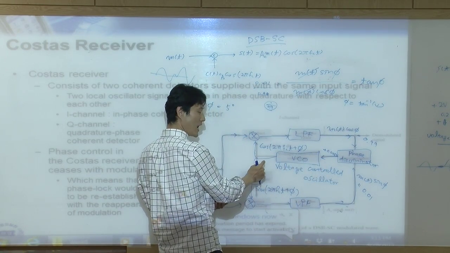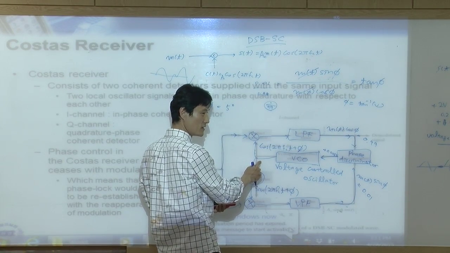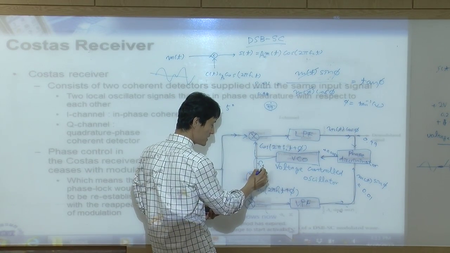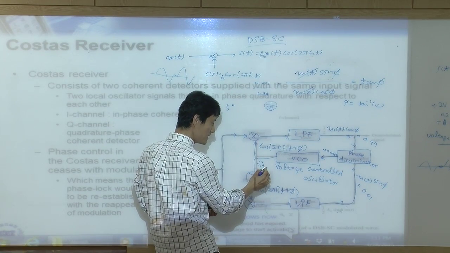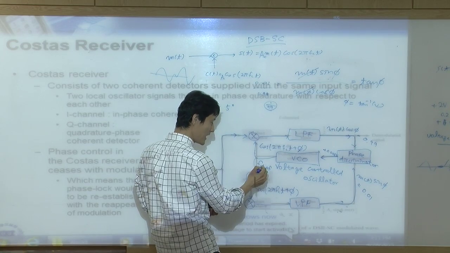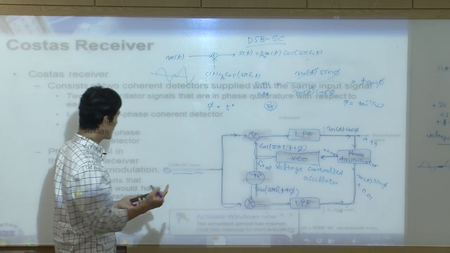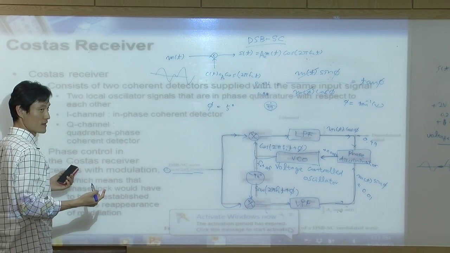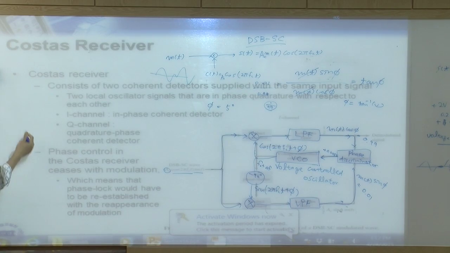So now what is the output of the VCO? Your output of the VCO is not FC. It's going to be FC plus a tiny amount of hertz, a little bit higher than FC. In that case, what happened? This is continuously running. So let me show you what happened here.